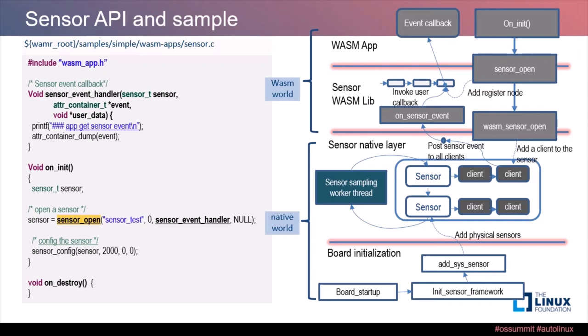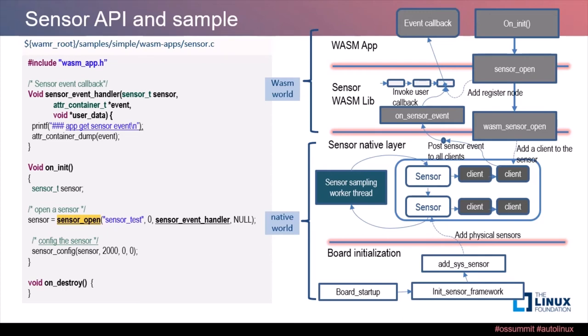So on the right side, this is the internal architecture. Basically, we have two worlds working together, the WASM world and the native world. A number of functions will be called when the board is initialized, like initializing the sensor framework and adding the physical sensors one by one. That will create some sensor nodes in the memory. And when some application in WASM tries to open a sensor, it will eventually call the native API wasm sensor open. That will create a client node linked into the sensor.